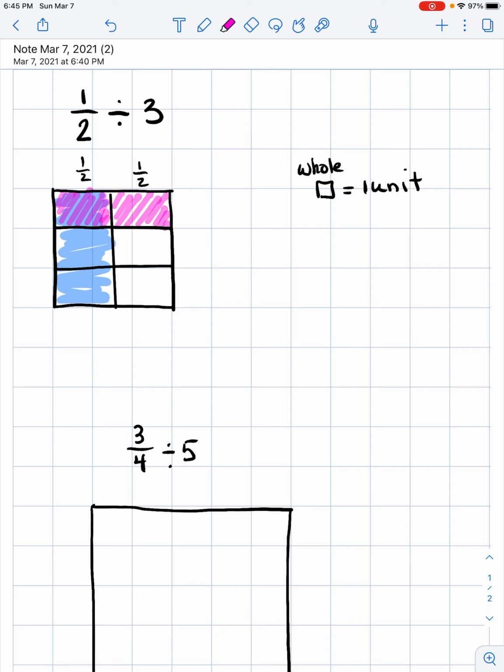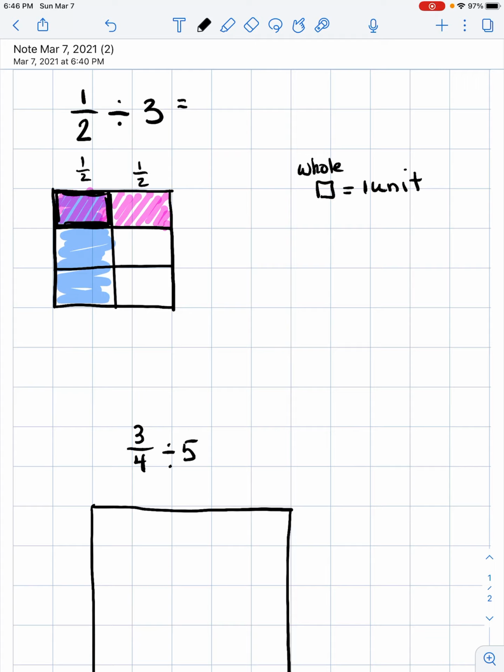Now, in order to get our quotient or our answer, we have to look at the part that is double shaded, because that double shaded part represents that half divided into 3. Remember, the second half is just so that our model is accurate. We're not looking at the unshaded half. So I am only interested in this section that is double shaded.